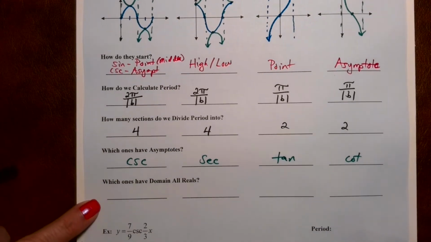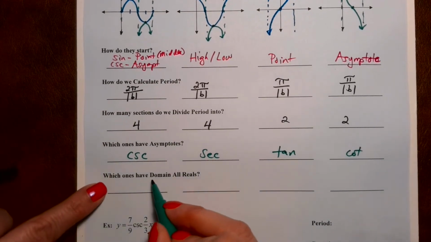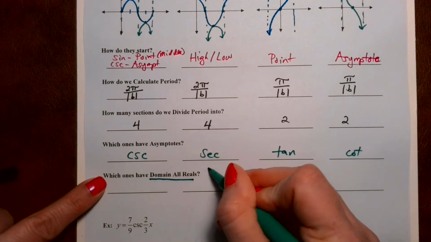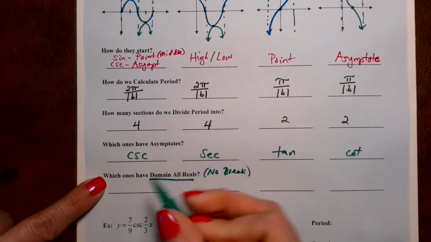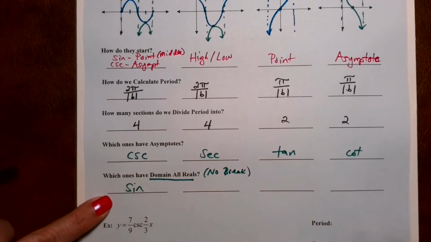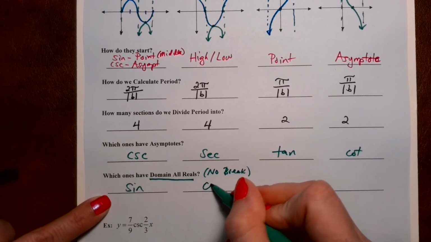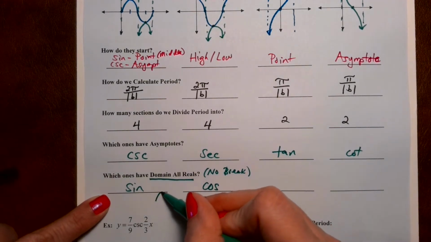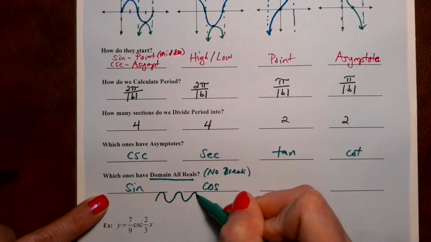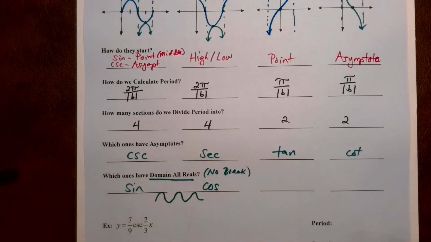Which one has domain all reals? So if the domain is all reals, that means that there's no break in the graph. No break. Okay, so sine has no break in the graph, and cosine. Okay, those are sinusoids. They just continue up, down, up, down, up, down forever. There's no asymptotes, no breaks in them.